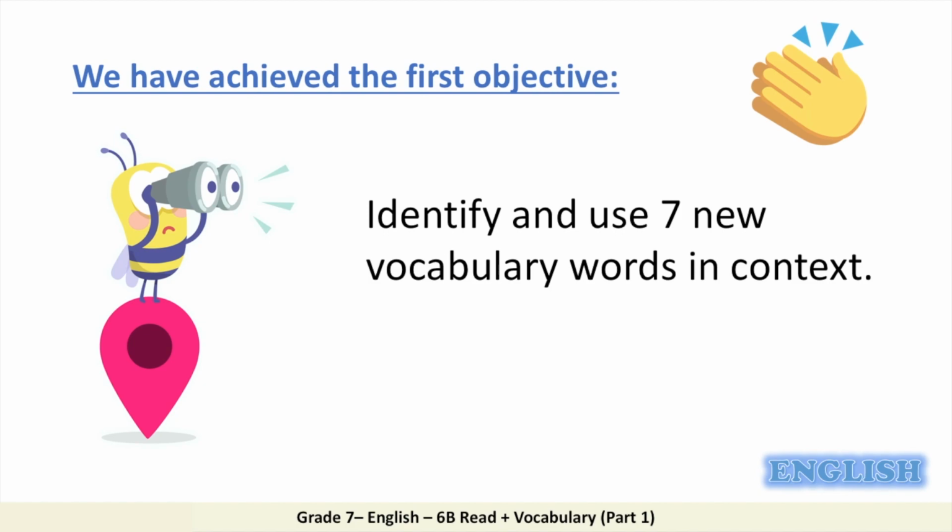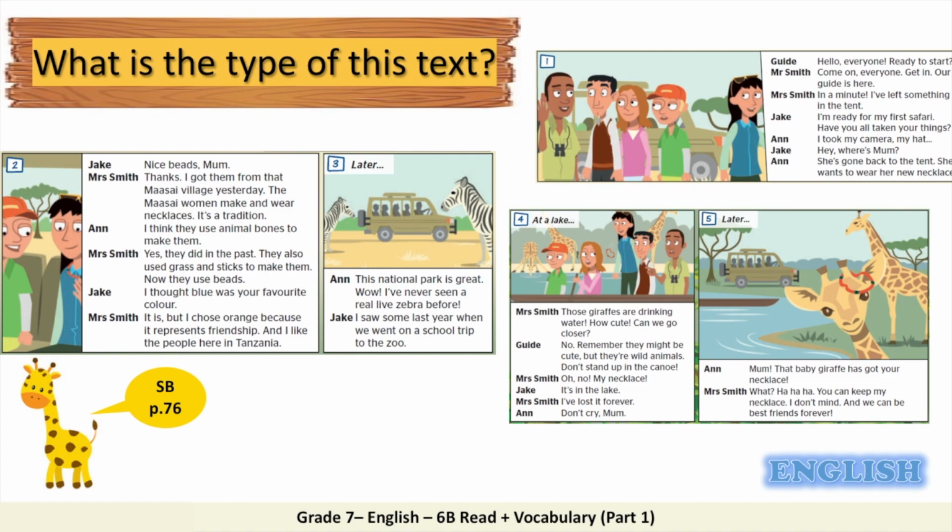Great, dear students. We have achieved the first objective. We have identified and used 7 new vocabulary words in context. Let's move to the reading text.